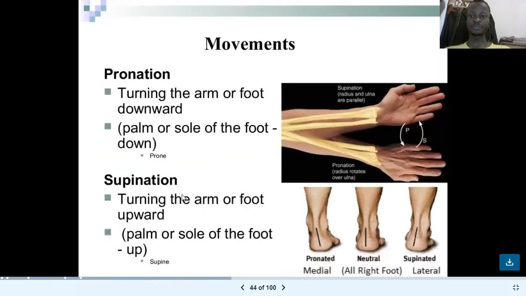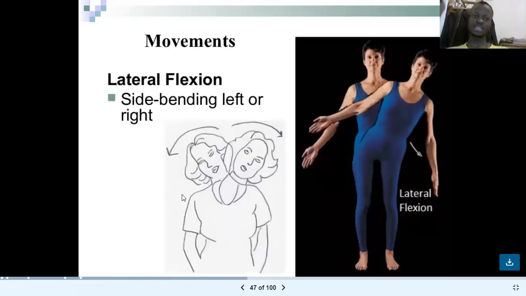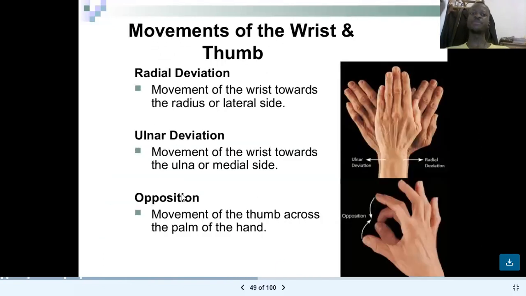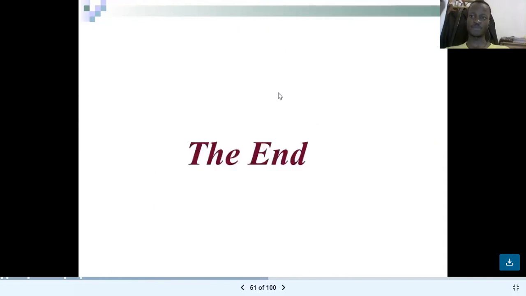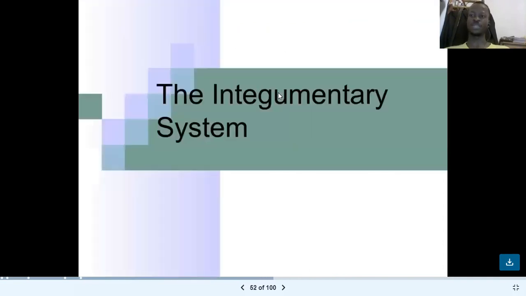Then, skipping the movements that I've described, you can have the additional range of movement. As I said, you can have hyperextension, you can have hyperflexion, and so forth. Those are the movements that you can find in the body.